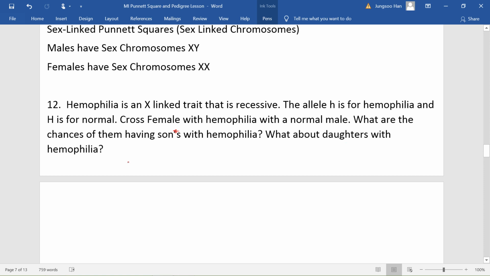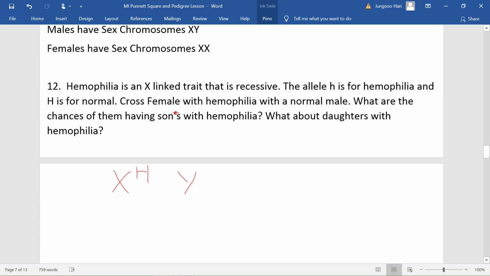So we cross a female with hemophilia. The only way that she could have hemophilia is if she is X little h X little h. And for the male, if he's normal, then he's X big H Y. Let's start off with the male on the top. He's normal, because hemophilia is only on the X chromosome and he only has one X chromosome. We put the H on the X chromosome and then he has a Y. Y doesn't have any hemophilia gene on it, so we just leave Y alone.